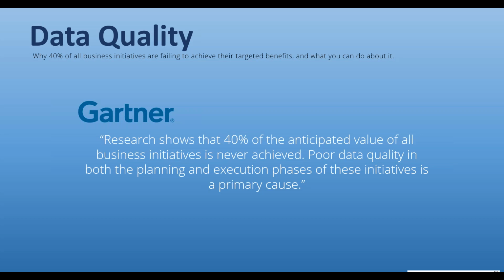Gartner says that research shows that 40% of the anticipated value of all business initiatives is never achieved, and that the primary cause is poor data quality. So what I really want to emphasize here is that they're saying that 40% of the anticipated value of all business initiatives is never achieved, and the primary cause is data quality, right? So what's really going on here? We've got tech giants and industry leaders and analysts and consultants all saying that data quality is a massive problem.